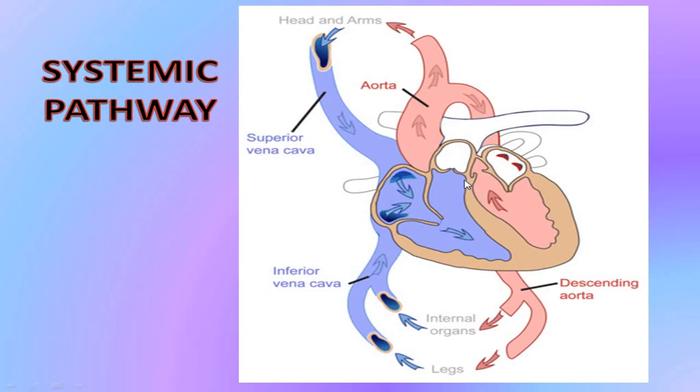So the systemic circulation is that where, through the aorta, which emerges from the left ventricle, blood is supplied to all parts of the body, and then veins bring back deoxygenated blood and drain into the heart through the superior vena cava and inferior vena cava.